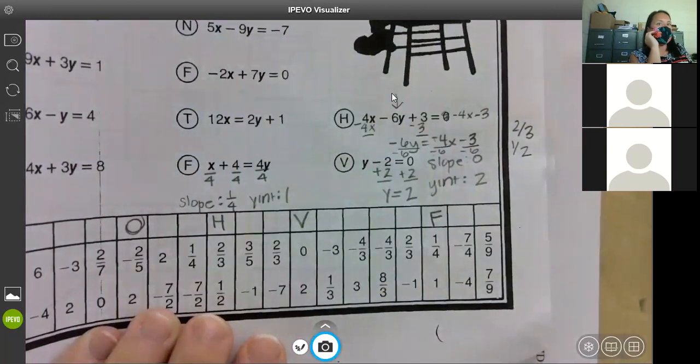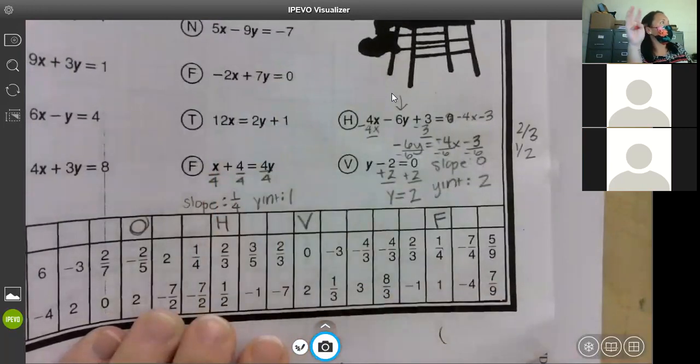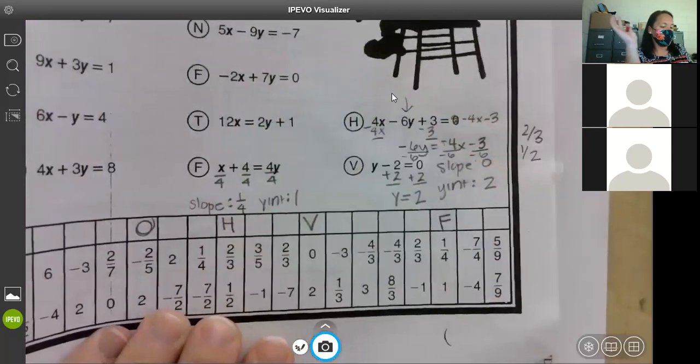One more and I'll leave you alone. T is the only other one that's weird. Everything else is your two steps. Move X, divide by Y. Okay, so T is the last one that's weird. Everything else should be normal.